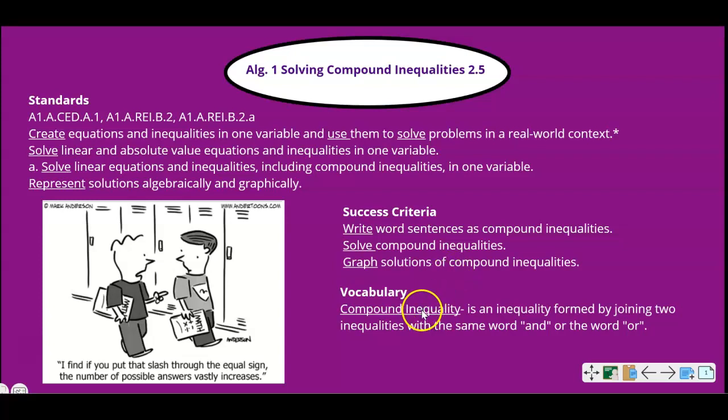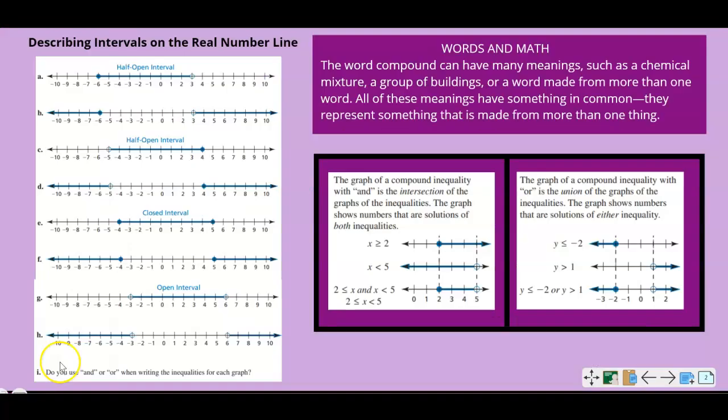So what is a compound inequality? Here's your vocab. A compound inequality is an inequality formed by joining two inequalities with the word and or the word or. So and, or, these are words that we're going to get familiar with looking at compound inequalities. All right, we're going to look at how to describe a few intervals on the real number line, but first let's look at words and math.